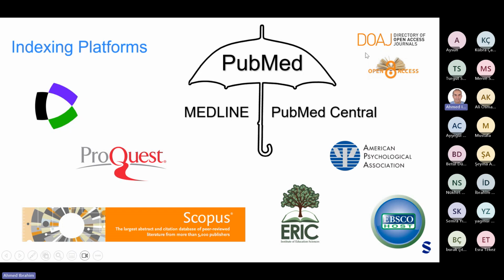We have also the DOAJ. DOAJ is exclusively for open access journals, gold open access journals, having an excellent review and screening process for journals applying to be indexed. So if you are looking for a safe open access journal to publish in, and the journal is DOAJ indexed, this is a good indicator of the journal's quality. So we mentioned Clarivate, PubMed, ProQuest and EBSCO, Scopus, ERIC, DOAJ and PsycInfo.